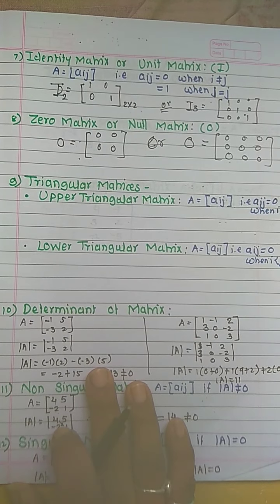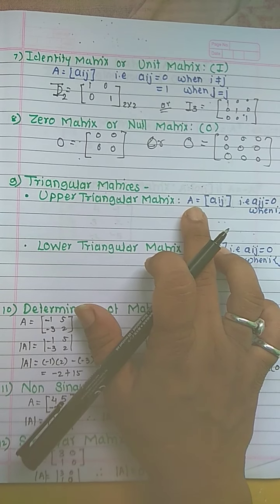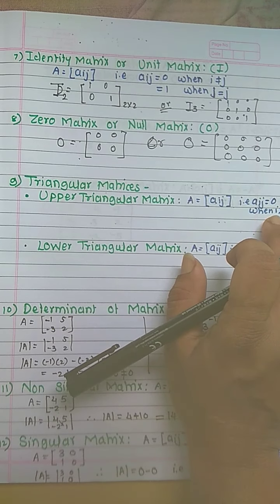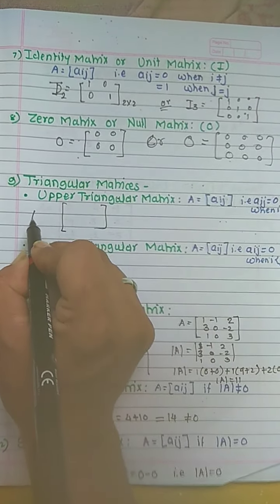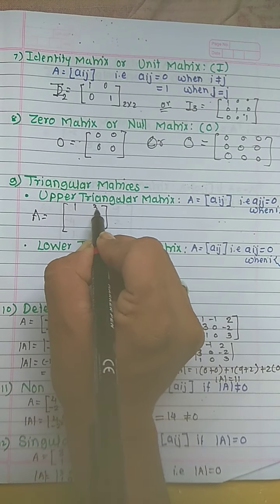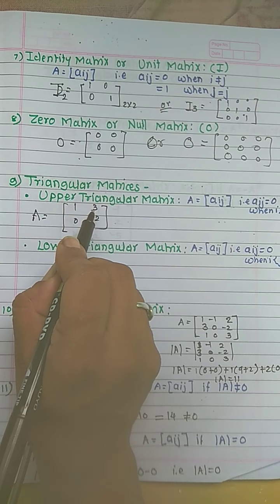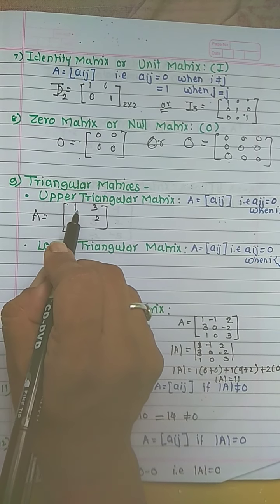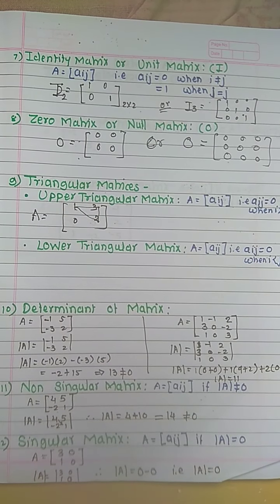9. Triangular matrix. There are two types of triangular matrix: first, upper triangular matrix, and second, lower triangular matrix. A matrix A equal to small aij, that is aij equal to 0 when i greater than j. For example, the matrix A is 1, 3, 2, where the diagonal elements are 1, 2, and the non-diagonal element is 3, with 0 below the diagonal elements. Therefore, this matrix is called an upper triangular matrix.